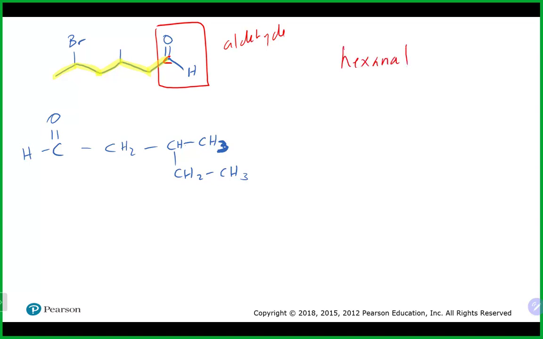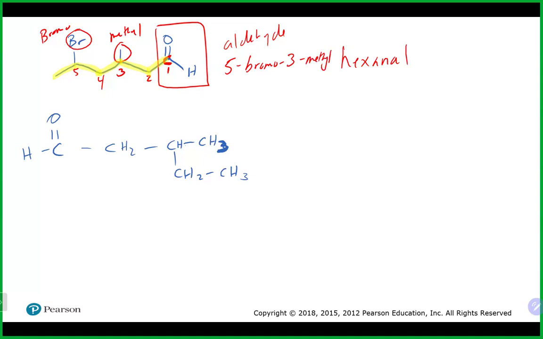hexanal. We also know that this carbon where the double bond is should be carbon number 1, which means that carbon number 2, carbon number 3, that is a methyl group. Carbon number 4 and carbon number 5 is a bromo group, right? So now we have our locations. Alphabetical here, we're going to go with the Br first. So we'll do a 5-bromo, 3-methyl hexanal in this case, yeah?